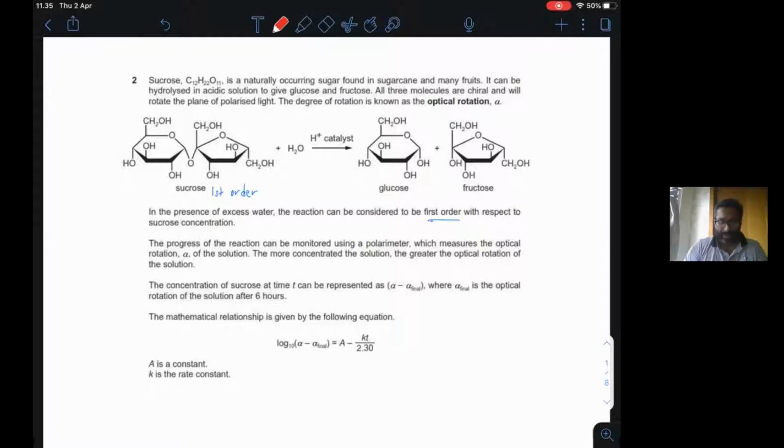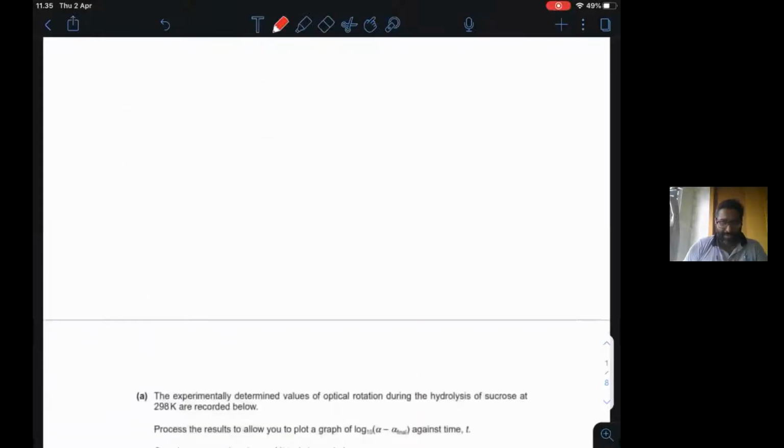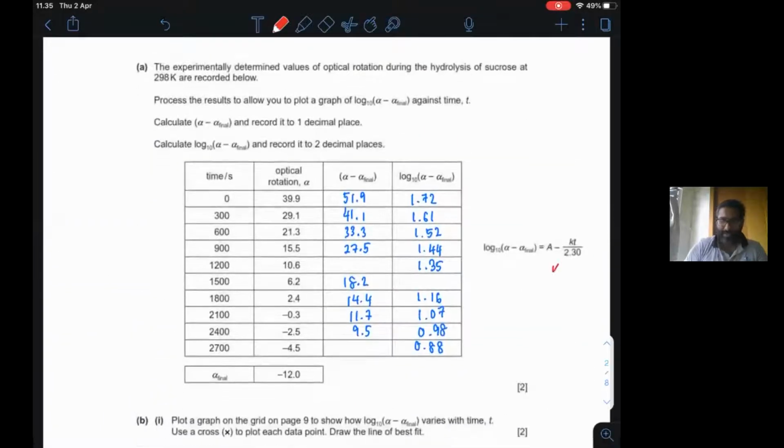To do this question, they have mentioned that the reaction is going to be first order with respect to sucrose. And there is a mathematical relationship for this equation. Now I took that mathematical equation and pasted it over here, so later we can compare. They mention to process the results to allow you to plot this graph against time. So this is going to be your y-axis and this is going to be your x-axis.